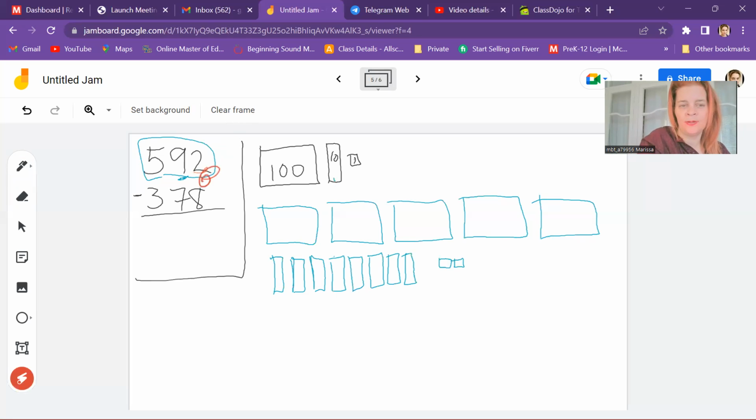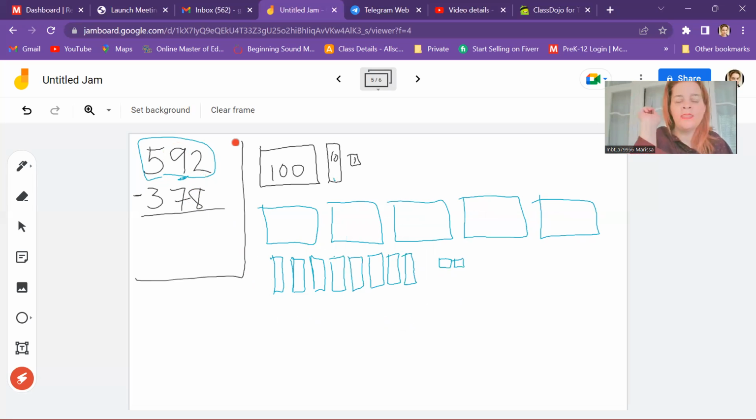This is how many ones right here, right? So this is hundreds, which are right here, 500s, right? This is 90. These are 9 tens. That's here, right? And this is 2 ones, and that number is right here. That's why I love Jamboard, because I have a little cool thing I can do.